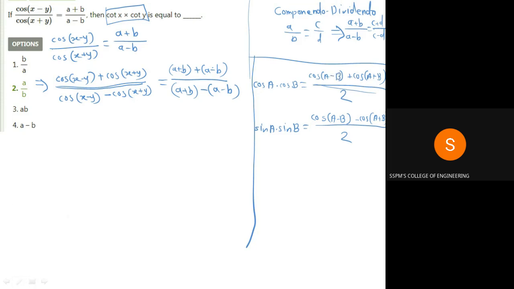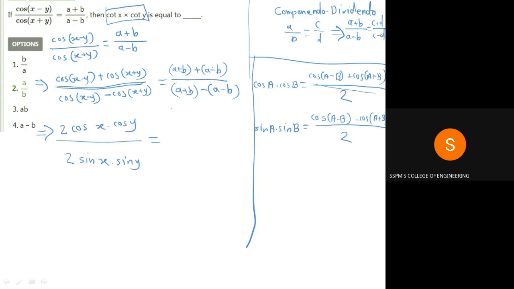Okay, we can use these formulas to simplify this. So the next step will be what? What will be the next step? 2 cos x cos y. See, this is cos a cos b. So we have replaced the numerator with this, and now we will also find 2 sin x sin y.